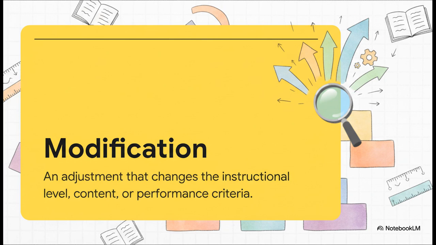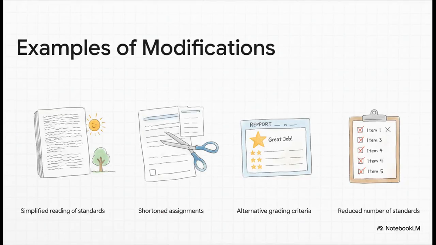Okay, now let's flip the coin and talk about modifications. A modification is way more fundamental. It actually changes the instructional level, the content, or the criteria for success. This is a much, much bigger deal. And you can see it in these examples. When you shorten an assignment and take out key learning standards, or you give a student a simplified reading passage, well, you're no longer holding them to the same grade level expectation. The what they are learning has been fundamentally changed.